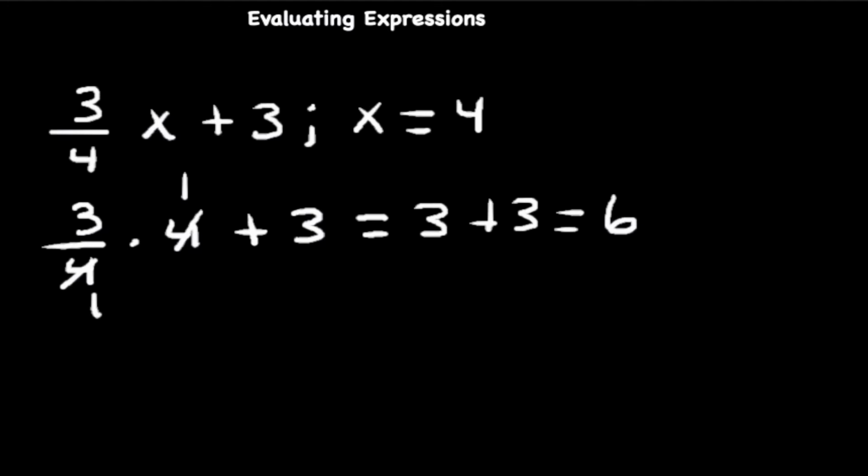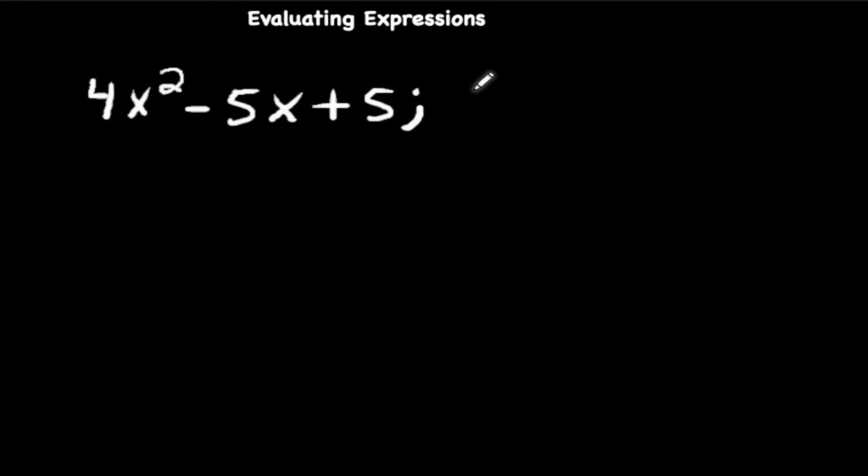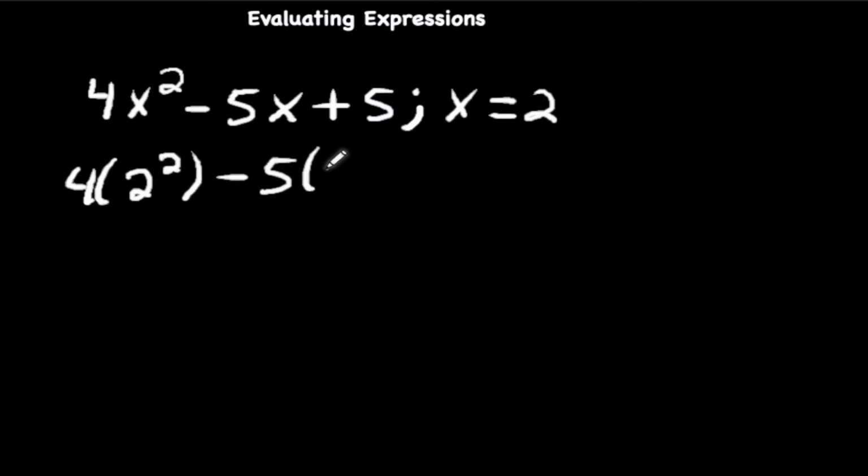Let's say that you're given something like 4x squared minus 5x plus 5, where x is equal to 2. Okay, so let's go ahead and replace everywhere you have an x with the number 2. So 4 times 2 squared minus 5 times 2 plus 5. So let's follow our order of operations.